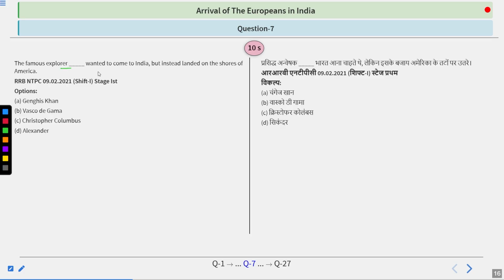The famous explorer wanted to come to India but instead landed on the shores of America. So the options are Genghis Khan, Vasco da Gama, Christopher Columbus, or Alexander. So take your time and try to find out the answer.